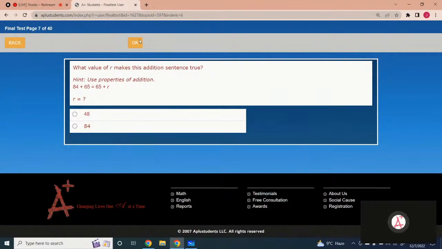Okay, the next one is, what value of R makes the addition sentence true? 84 plus 65 equals 65 plus R. Which is the correct option, 48 or 84? The correct option is 84. Just look at the side where you are given both the numbers, 84 plus 65. Both of the sides are equal. That means on the other side you are given 65, but you are not given 84. So the missing number is 84. Very good. Just select the correct option and click on the OK button.